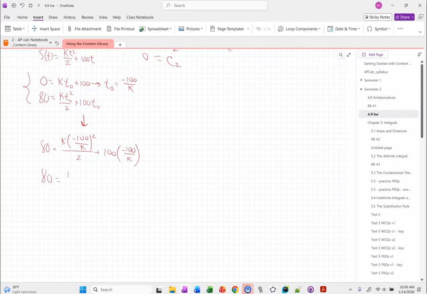So 80 is going to equal 10,000 divided by 2, so 5,000, and then over K, and that'll be minus 10,000 over K. And I'll multiply both sides by K. So K is going to be negative 5,000 over 80. I think that'll do it.